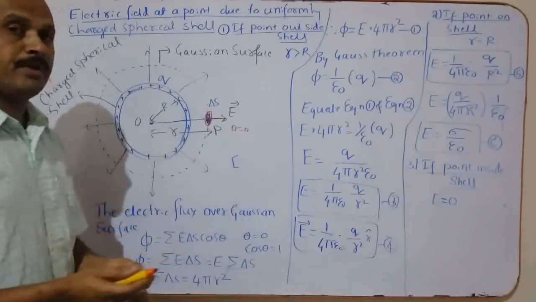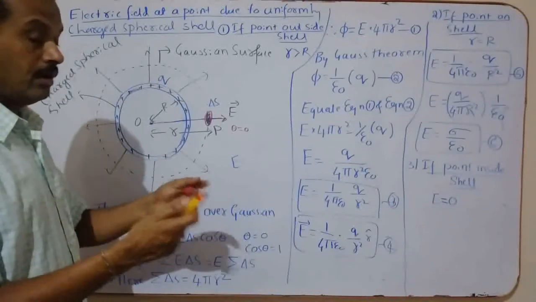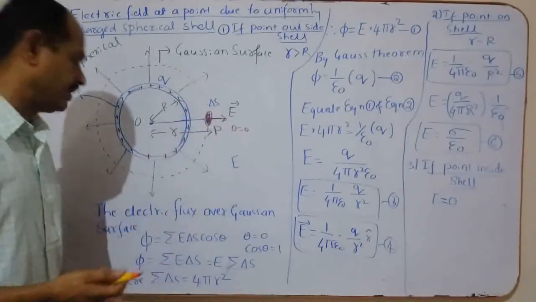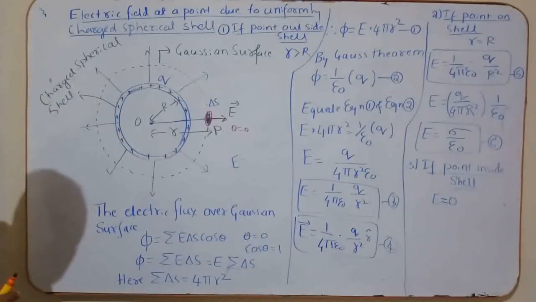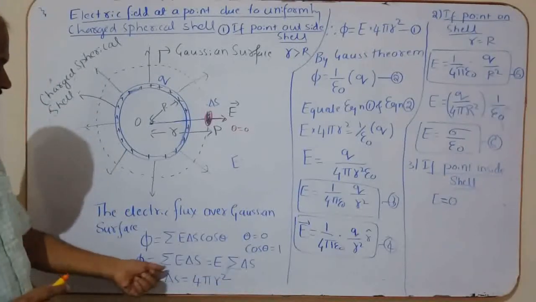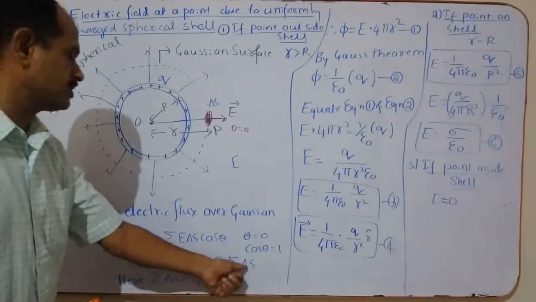If it is not perpendicular, at that time you draw the component of the electric field. There is no question of a component because it is perpendicular, therefore theta is 0 but not 90 degrees. Now theta is equal to 0, cos theta is equal to 1, so the electric flux phi is summation over E into delta S only, E into summation over delta S.